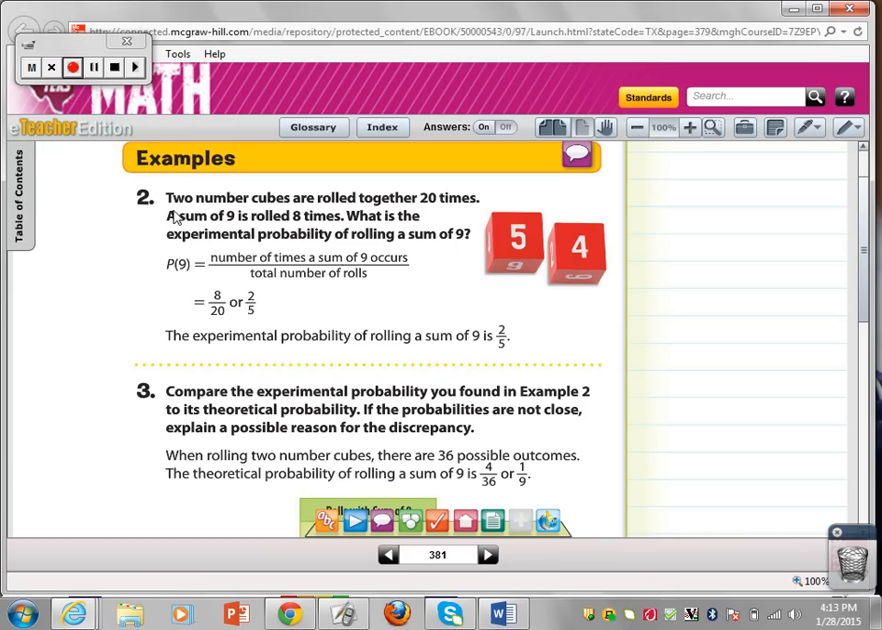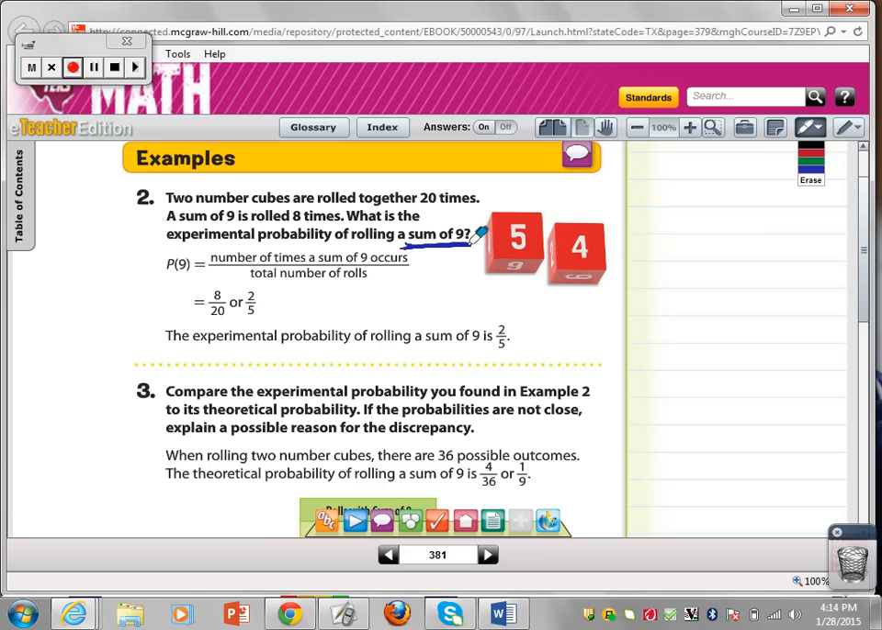It says here, 2 number cubes are rolled together 20 times. A sum of 9 is rolled 8 times. What is the experimental probability of rolling a sum of 9? All right, so now we're talking about when you add up the 2 dice that you get, that they add up to the number 9.